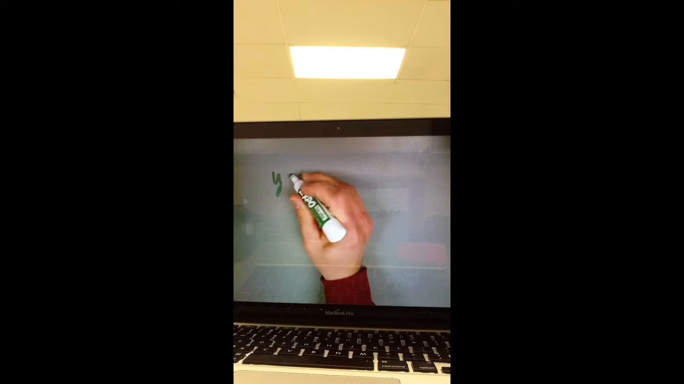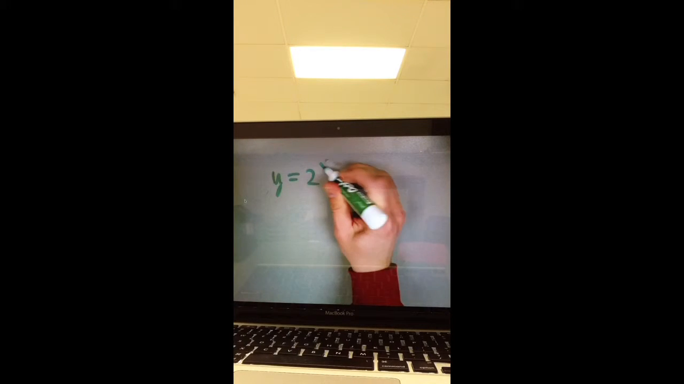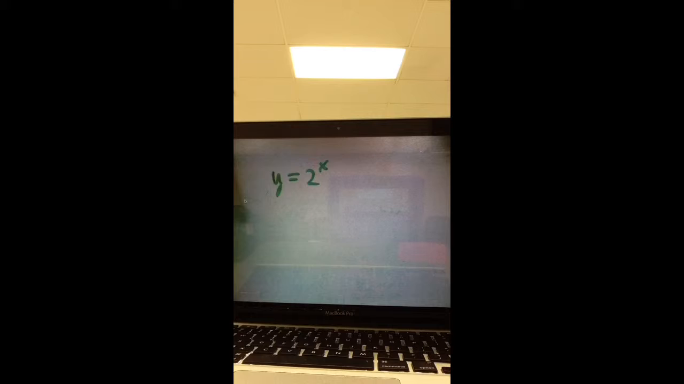Okay, now, let's say we want to take the derivative of y equals 2 to the x, okay? Now, again, this is not e to the x. If it was the derivative of e to the x, what would the answer be? No. E to the x.